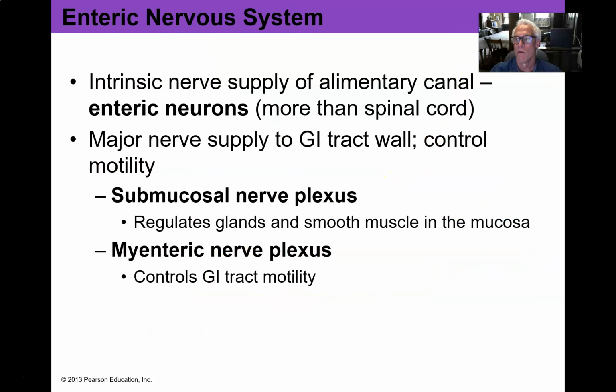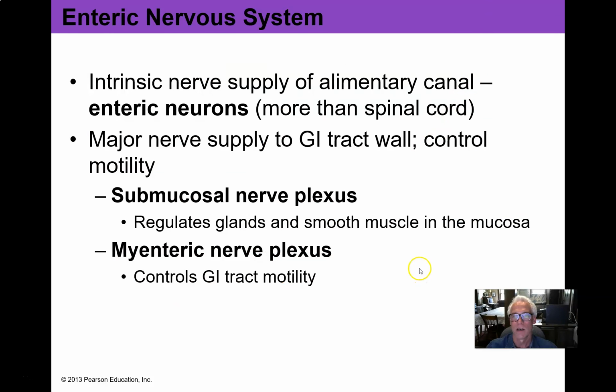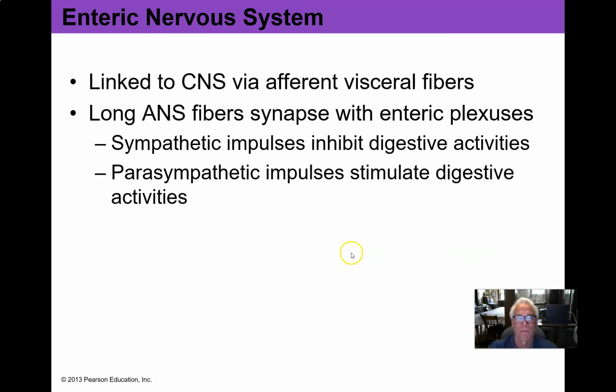It's estimated there are more neurons in the enteric nervous system than in the spinal cord, or at least equivalent. Quite impressive. So we have these two nerve plexi that control the digestive processes, activated by sensory neurons, and they turn on muscles and glands to undertake digestion, regulation of digestion.